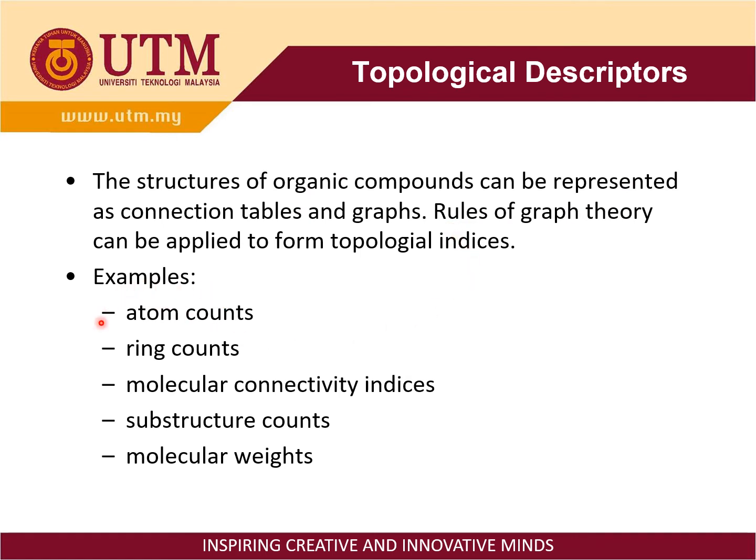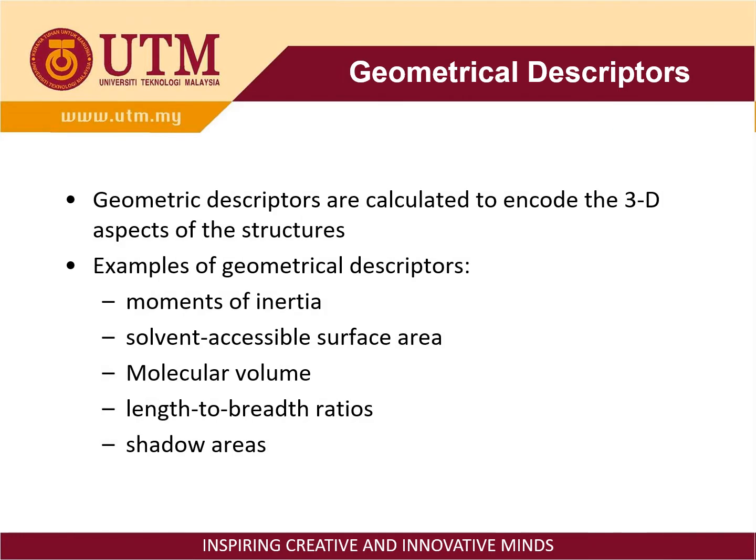For example, atom counts, ring counts. Atom count ni ialah berapa bilangan atom kan. And then ring counts, berapa number of ring, molecular connectivity indices, substructure counts and molecular weight. Semua ni adalah, tapi saya tak explain detail, but these are examples of topological descriptors. Another one is geometrical descriptors. Geometric descriptors are calculated to encode the 3D aspects of the structure.